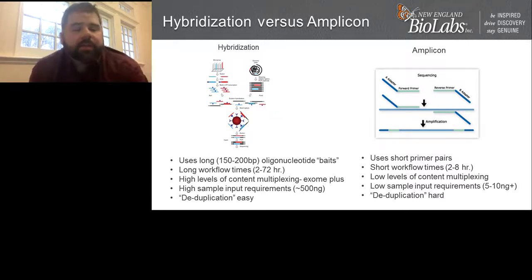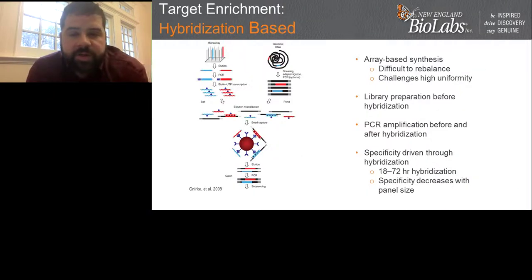So just to talk a little bit more about hybridization-based enrichment, this was originally published by Nurki in 2009, but in this instance they're using oligonucleotide baits, in this case synthesized on a microarray. These are converted into biotinylated RNA fragments that are complementary to the DNA that we're trying to hybridize to.